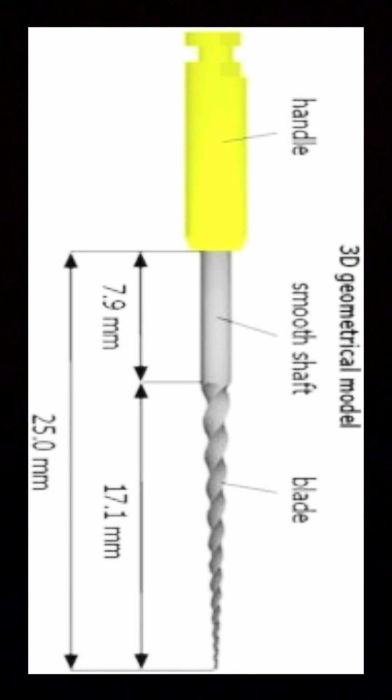On the other hand, if the broach is too narrow, it will not engage the pulp tissue sufficiently to allow its removal.